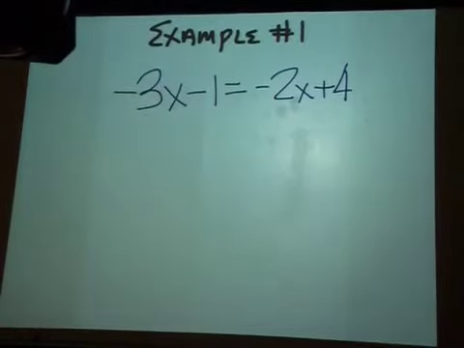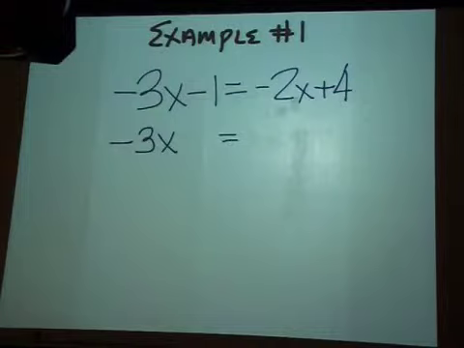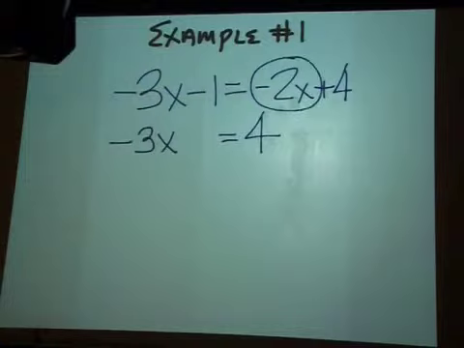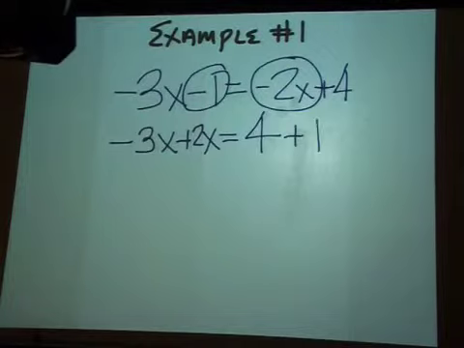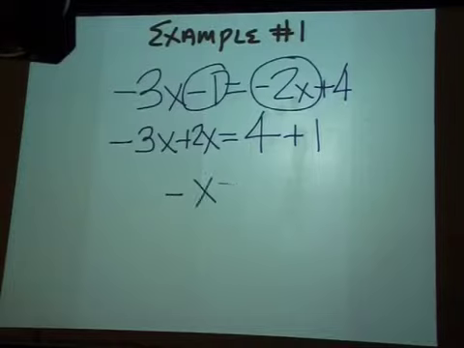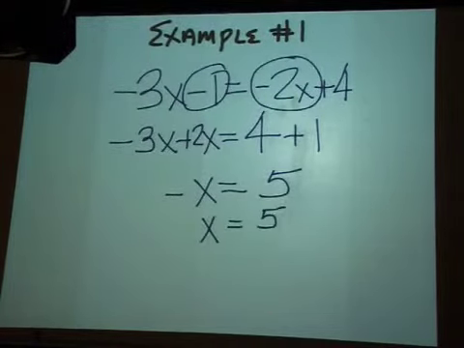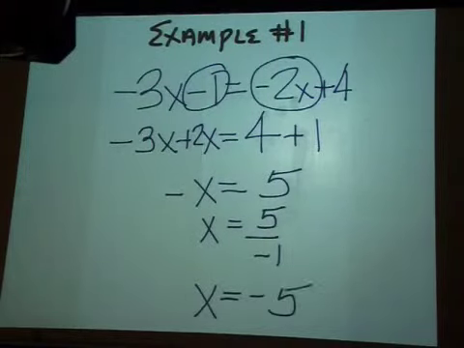Negative 3x minus 1 equals negative 2x plus 4. Keep the negative 3x where it's at and the plus 4 where it's at. Move the negative 2x to the left, change it to plus 2x. Move the minus 1 to the right, make it plus 1. Negative 3x plus 2x is negative x. 4 plus 1 is 5. Divide 5 by negative 1 to get an answer of negative 5.